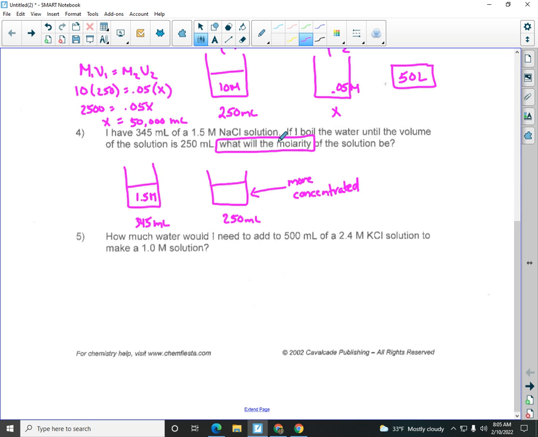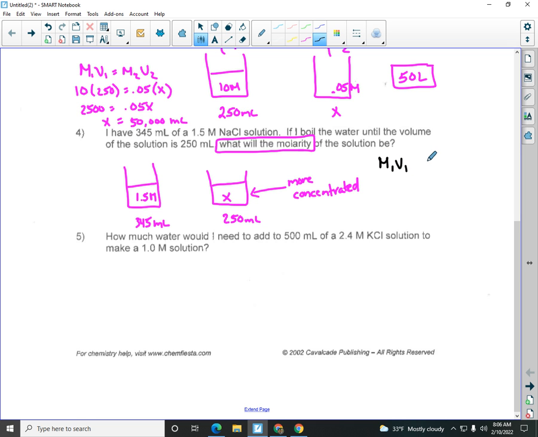So this one's a little bit trickier because we don't have the word diluted in our question. But if you read carefully and you draw the picture, you can see that this beaker is losing water and becoming 250. Did I take any of the moles out? No. So now we're going to figure out what the new molarity is of this solution.